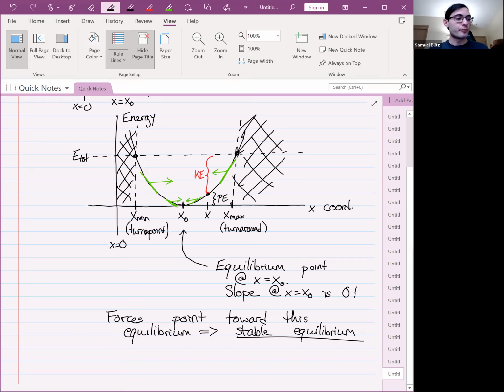So I'm going to move on. Did you say each turnaround point points? No, the turnaround points are just locations. The forces point towards the equilibrium point, and that implies that the equilibrium point is stable.